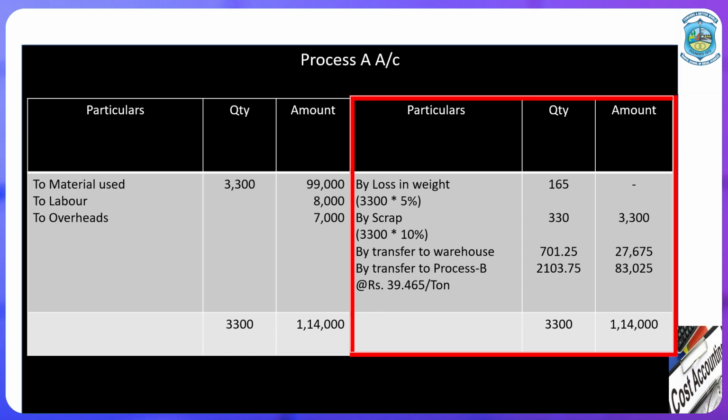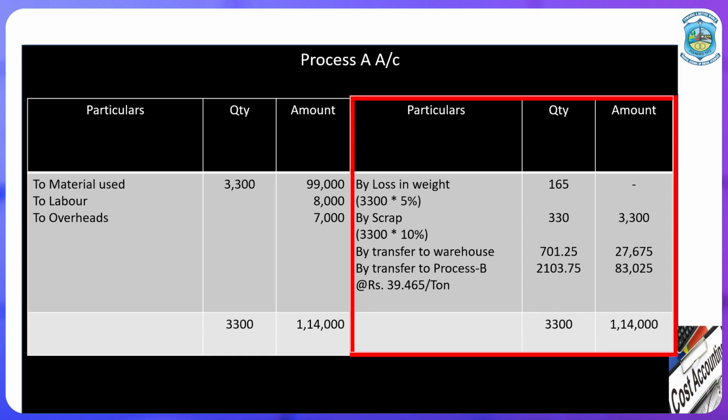In the question, scrap is given as 10%. So, we have to calculate 10% on 3,300. 10% on 3,300 is 330, which realizes amount, right? How much? 10 rupees per unit. So, 330 multiplied by 10, we have the amount 3,300 rupees for scrap. Then, in the question they are saying that you have to transfer 25% to the warehouse and 75% to the next process. So, we have to calculate how much is to be transferred to the warehouse and how much to the next process.